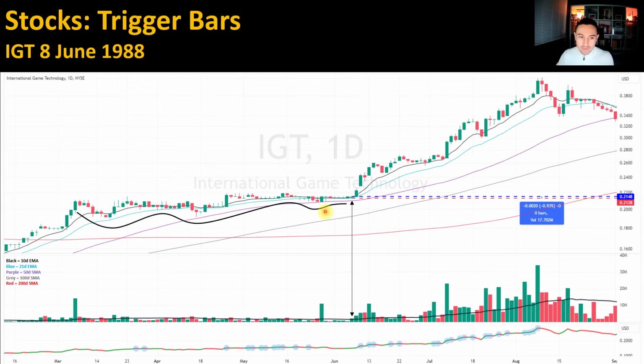Cup and handle, flag, Davis box, wedge, all of that good stuff, okay? And then here, remember what Toby Crabel taught you. Expansion will follow contraction. Look at the tightness in price. Okay, look at the tightness in price. Look how the volume dries up. Look at the 52-week highs in the base.